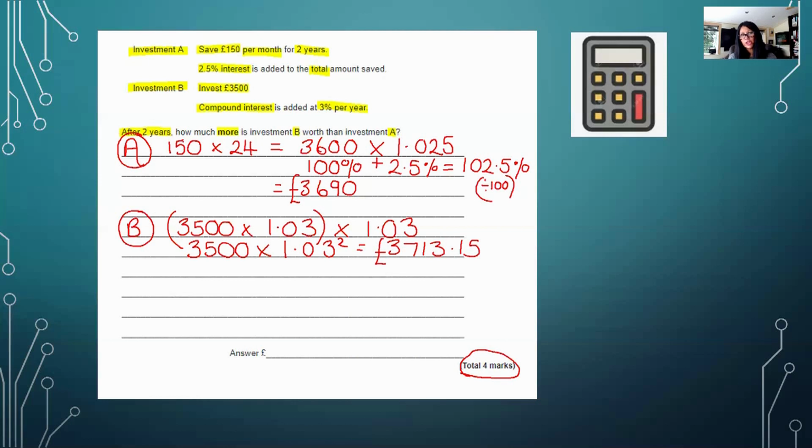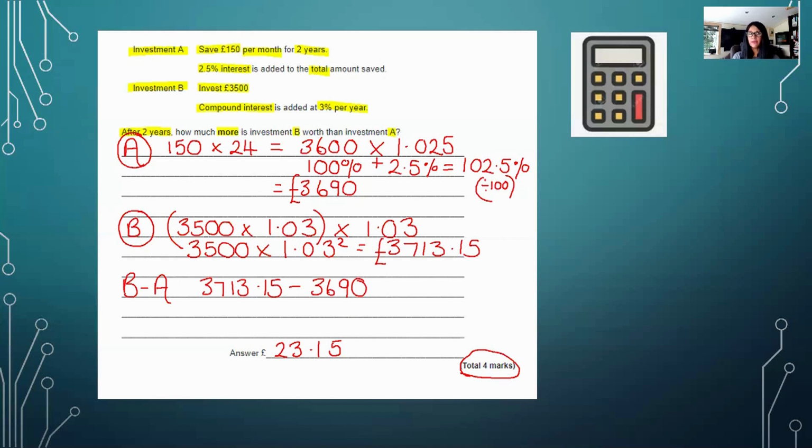Okay, so we've got our two investments now. Coming back to the question, it said investment B was worth more than A. Is that correct? Is that amount there worth more than that amount there? Yes, it is. So all we need to do now is find the difference. So 3713.15 take away 3690 will give us our answer. So our answer, on our answer line, is £23.15.